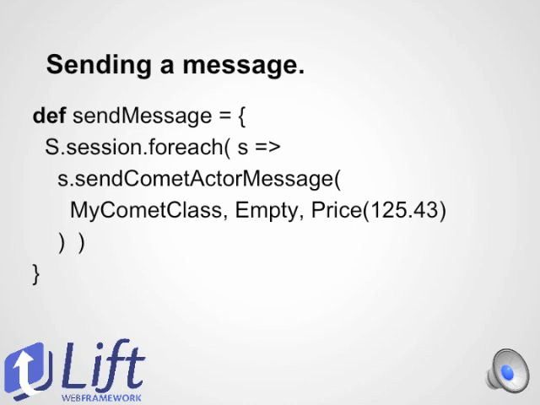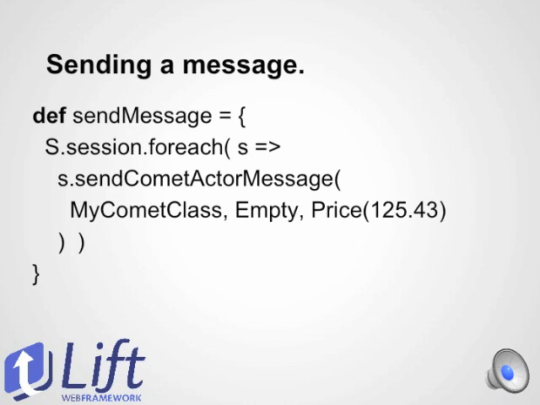The second parameter is an optional value, which is the name of a Comet actor. Actors in Lift have the class name, and then you can also assign each Comet a name. I will talk in the next slide about what you can do with the name of an actor in detail. And then the last parameter on sendCometActorMessage is the message that you want to send to this actor. In this case, we send a case class Price with the value 125 and 43 cents.